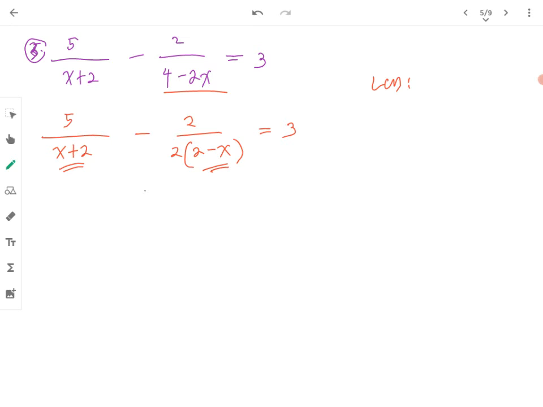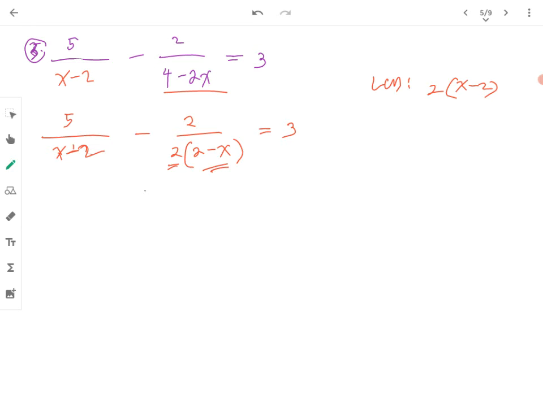Let me just change it into x minus 2. So x minus 2 and 2 minus x are just inverses of each other, so we may just copy one of them. So that's x minus 2 for our LCD. Then there's a 2, therefore our LCD is 2 times x minus 2.